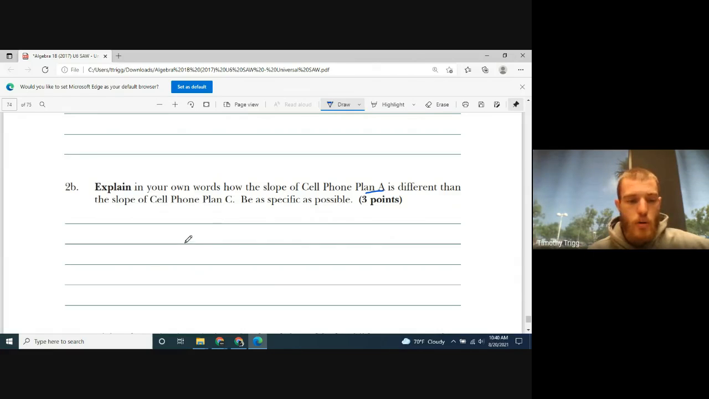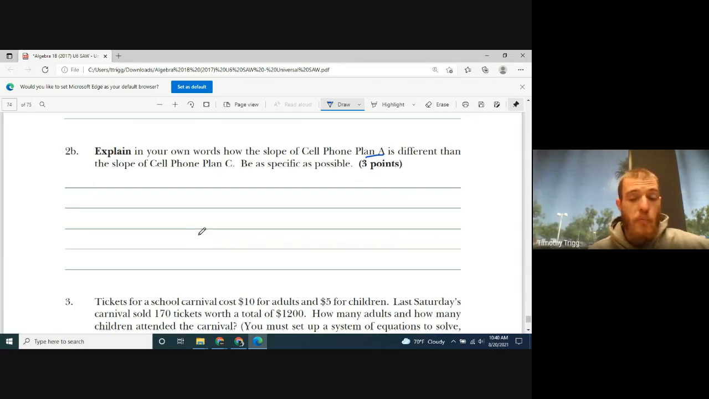Right? So I want you to explain that there. Okay. Cell phone plan A has a slope of 0.7, which gives it that upward trajectory, whereas cell phone plan C has a slope of 0, which is why it's a horizontal line.